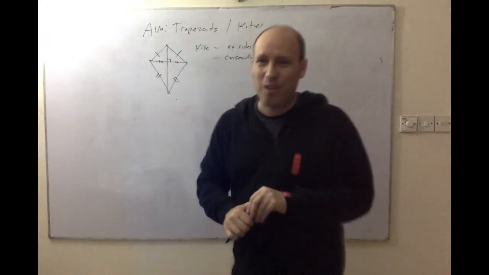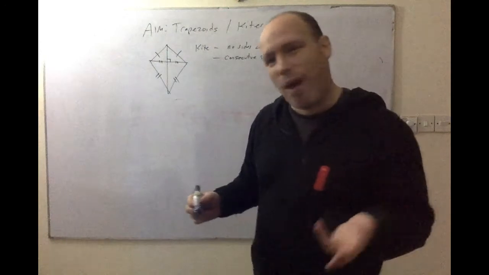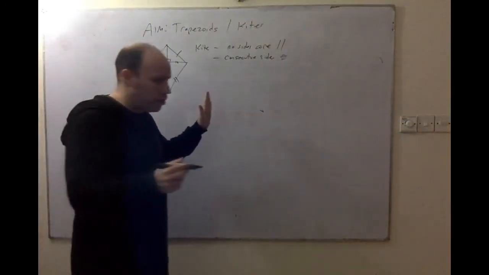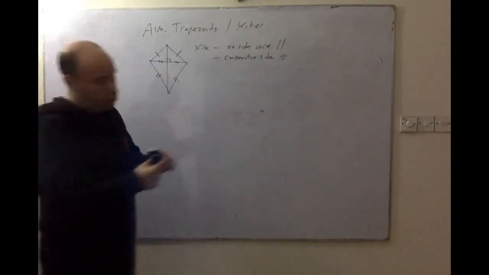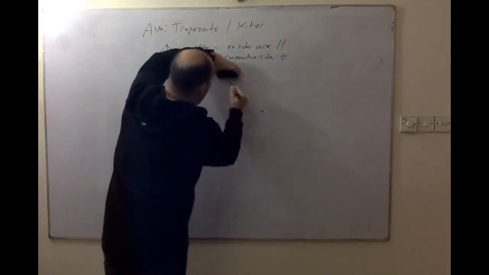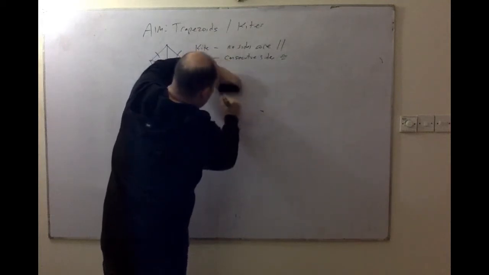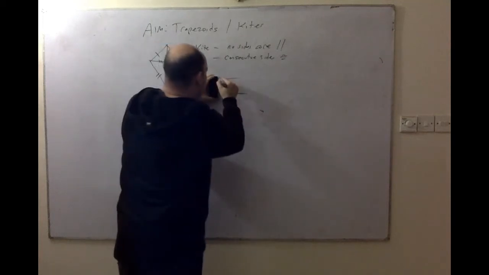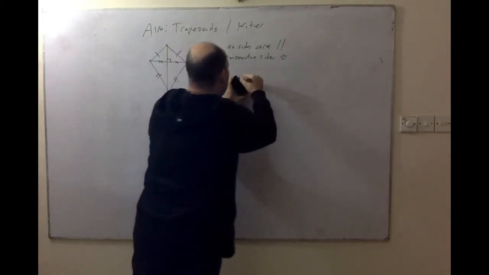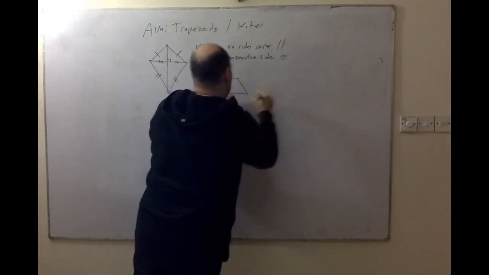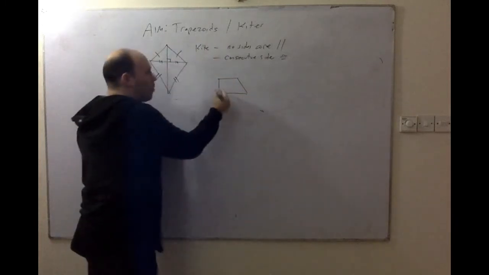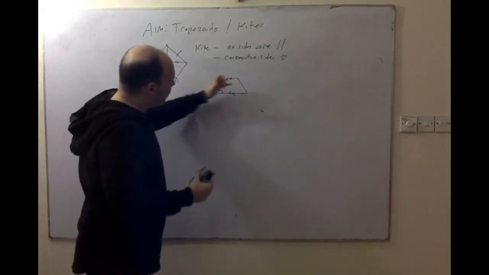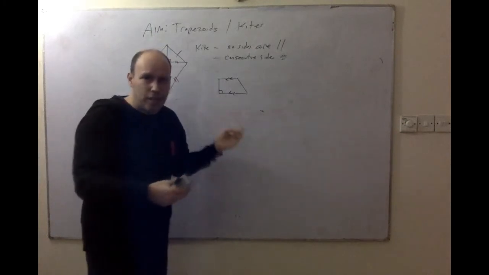I totally forgot to draw you a picture of the right trapezoid. First of all, I should be using a ruler. The idea is you have your two parallel sides, and one of the legs is perpendicular to the bases, but not both of them.